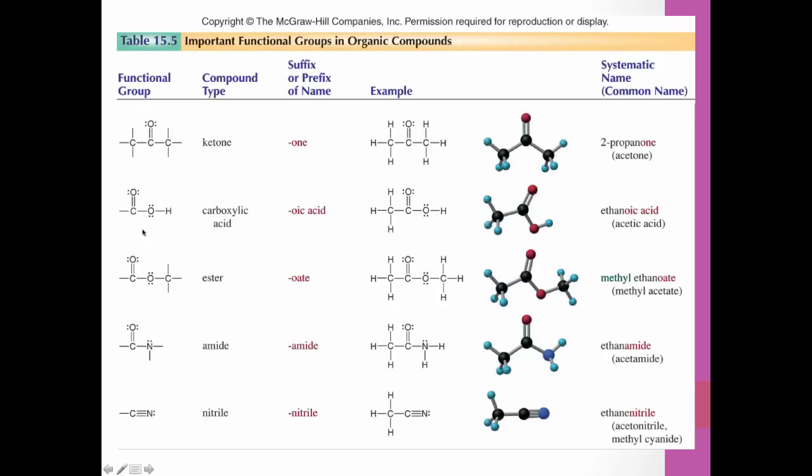Carboxylic acids are another extremely important functional group. So you can see here, this is the actual acid functional group. It's that C double bond O that was in an aldehyde, but that same carbon also has an alcohol, an OH group, bonded to it. So it's got a C double bond O OH, all on the same carbon. And an example would be ethanoic acid. That's acetic acid, or vinegar.